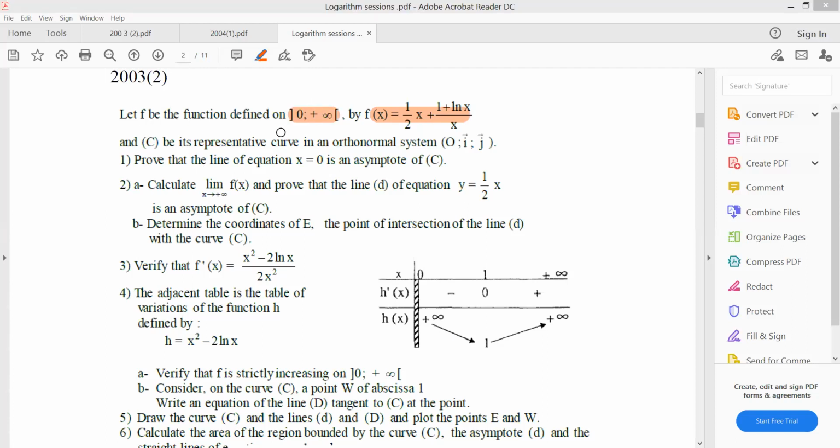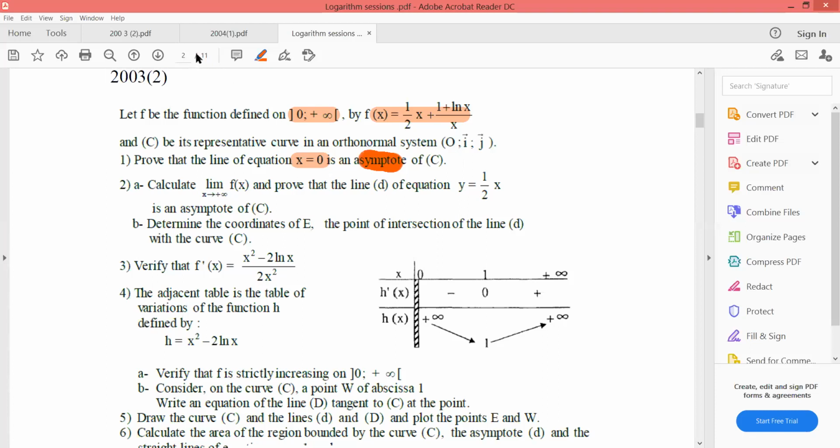The domain is given: 0 plus infinity. Prove that the line x equal to 0 is an asymptote to C. How to prove that the line x equals 0 is an asymptote to C? What do we have to do in order to prove an asymptote? Limit as x tends to 0 plus.